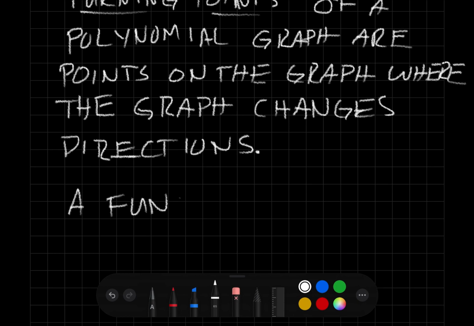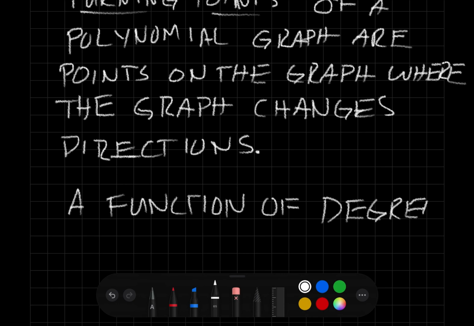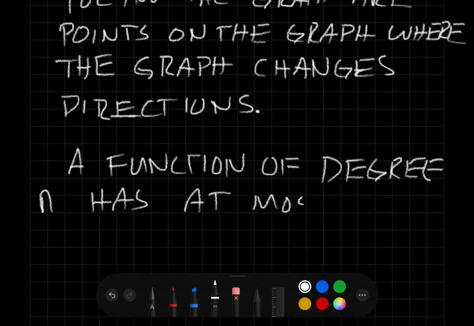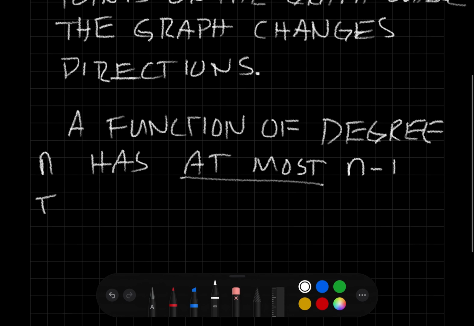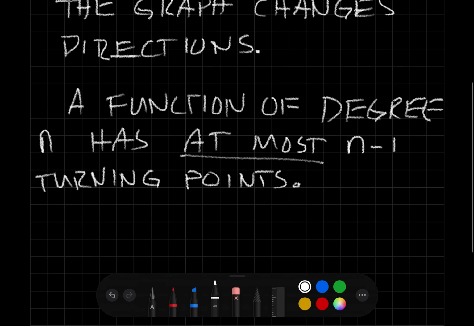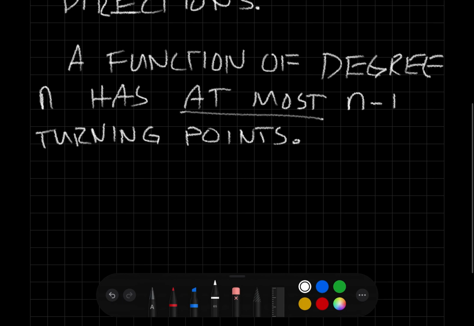And if I have a function of degree n, the degree of my function is n, it has at most n minus 1 turning points. It could have fewer than that, but that's kind of the ceiling for turning points. And in case you were wondering what a degree is, don't worry, I'm going to remind you.